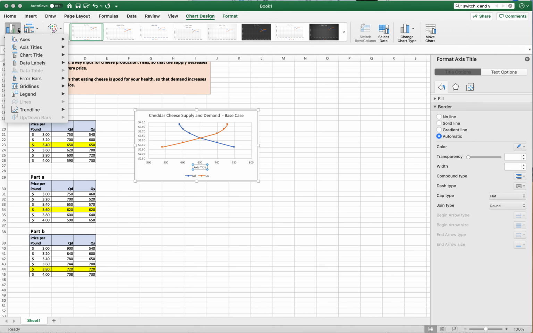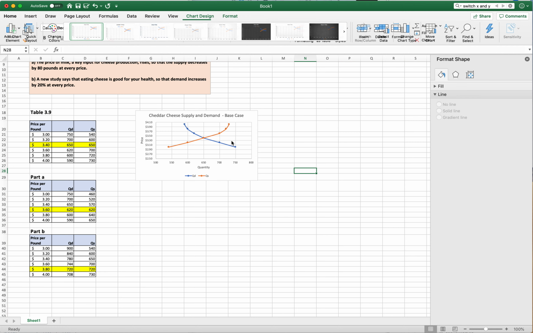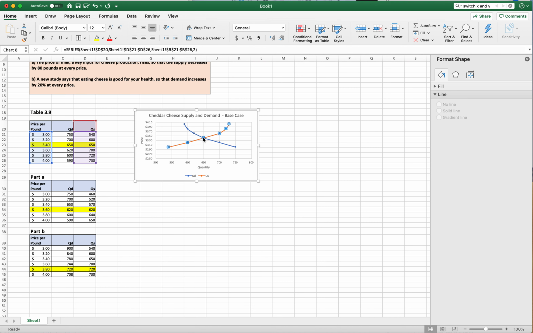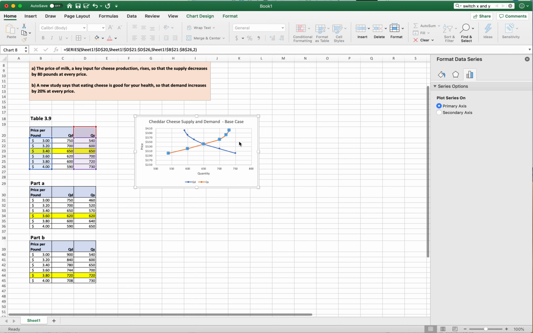I could add to the axis titles vertical, and I could call that price, and I could call this quantity. And there you go. There's my supply and demand. There's the equilibrium point. If I look at it, it says 650 and 340.